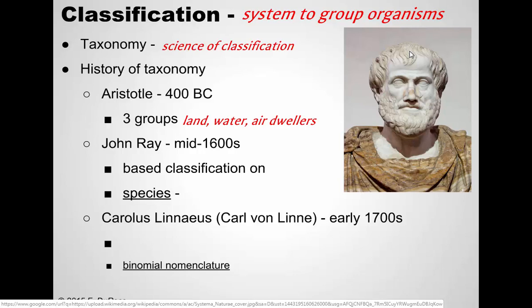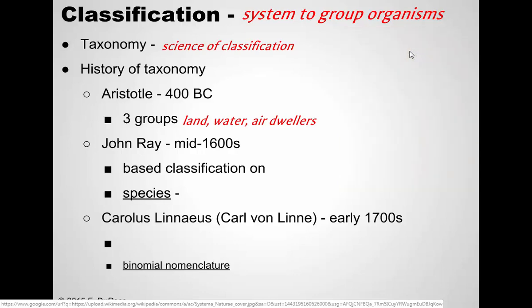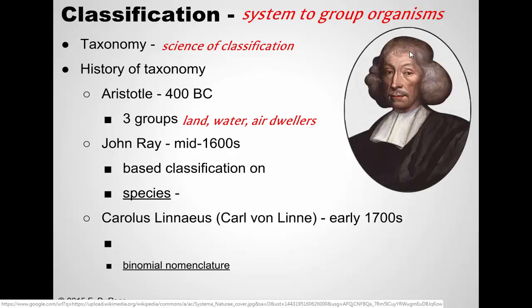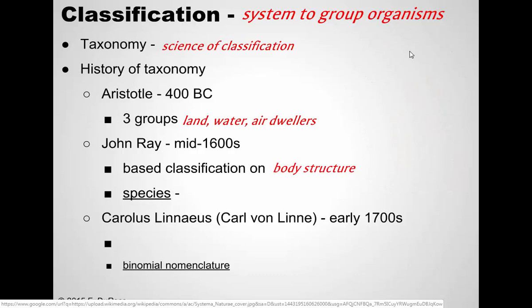And eventually, John Ray, another individual in the 17th century, started to change classification a little bit and switch it to being based not on where something lives, but on their body structure. Okay? What their bodies look like, what traits they had. This is also where we begin our definition of species. Today we use the definition that a group of organisms that can mate and produce fertile offspring form a species.